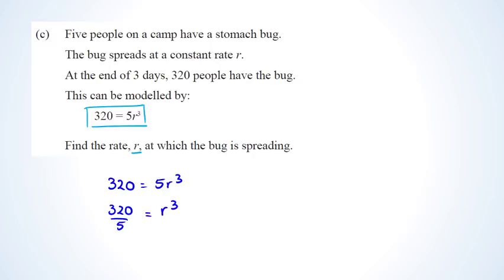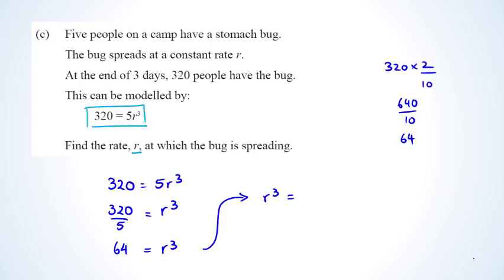And I can write 320 divided by 5. If you're unsure of how to divide by 5, what you can do is multiply the top number by 2 and divide it by 10. So you get 320 times 2 and the whole thing divided by 10. So you're going to get 640 divided by 10, which is 64. So that's what we've got. We've got 64 equals r cubed.